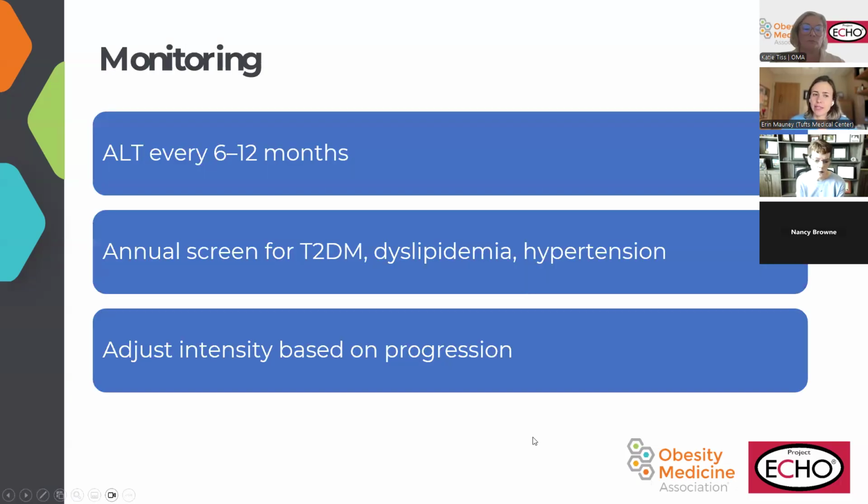In terms of the monitoring, as I mentioned, ALT varies in how frequently we get it. I would say for most kids, six to 12 months is fine. I think if it's rising quickly, then we'll do it more frequently than that. An annual screen for type 2 diabetes in the form of a hemoglobin A1C, a lipid panel, and then checking their blood pressure at every visit.